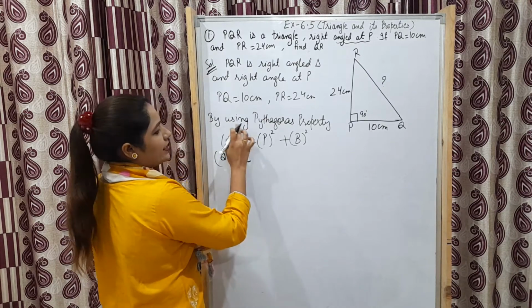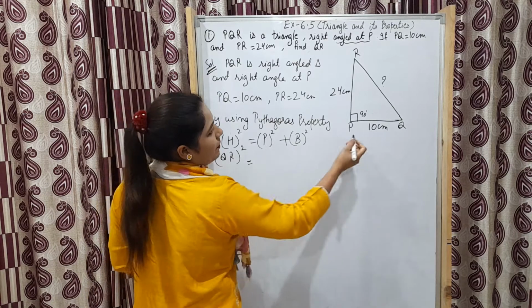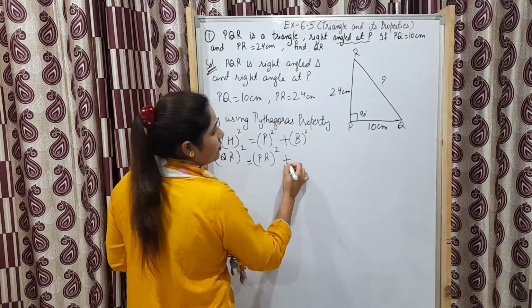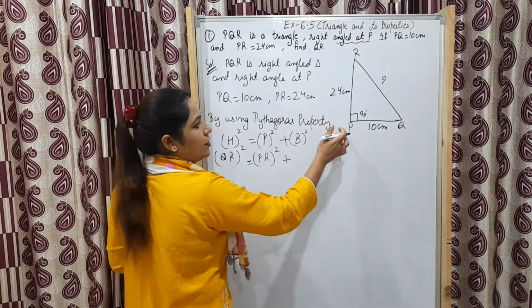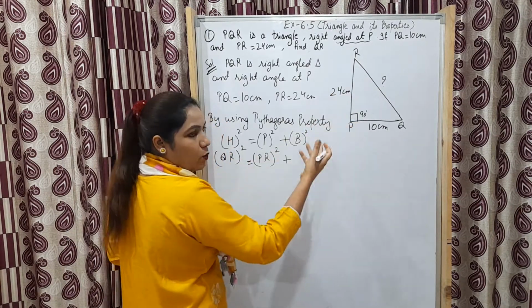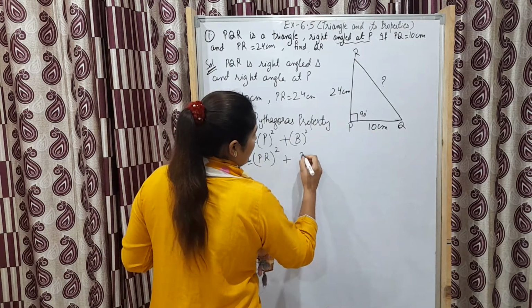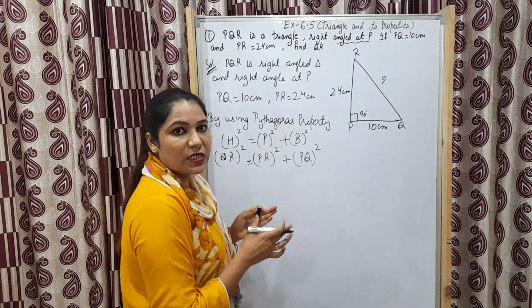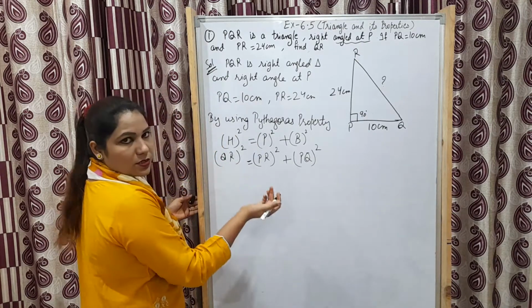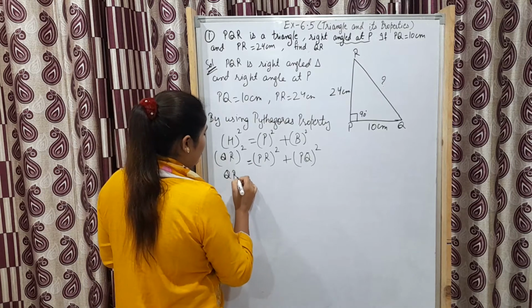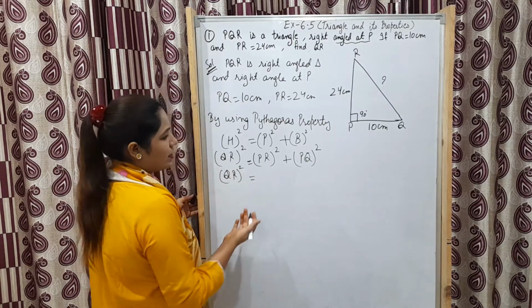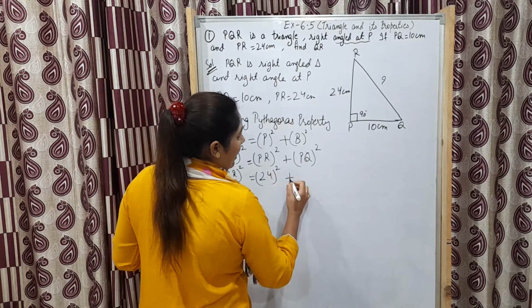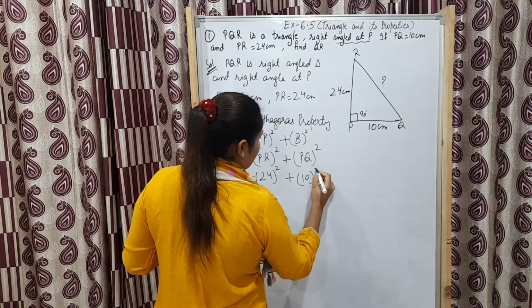This one is, we call it as square. Then perpendicular is PR. We will write PR square. I am writing the name. What is perpendicular? Perpendicular is PR, and what is base? That is PQ. So PQ square. Now we will put the values which is given to us. Now QR is not given to us, so we will not write the value of QR. We will write only QR square. And what is PR? That is 24 square. And PQ, that is 10 square.